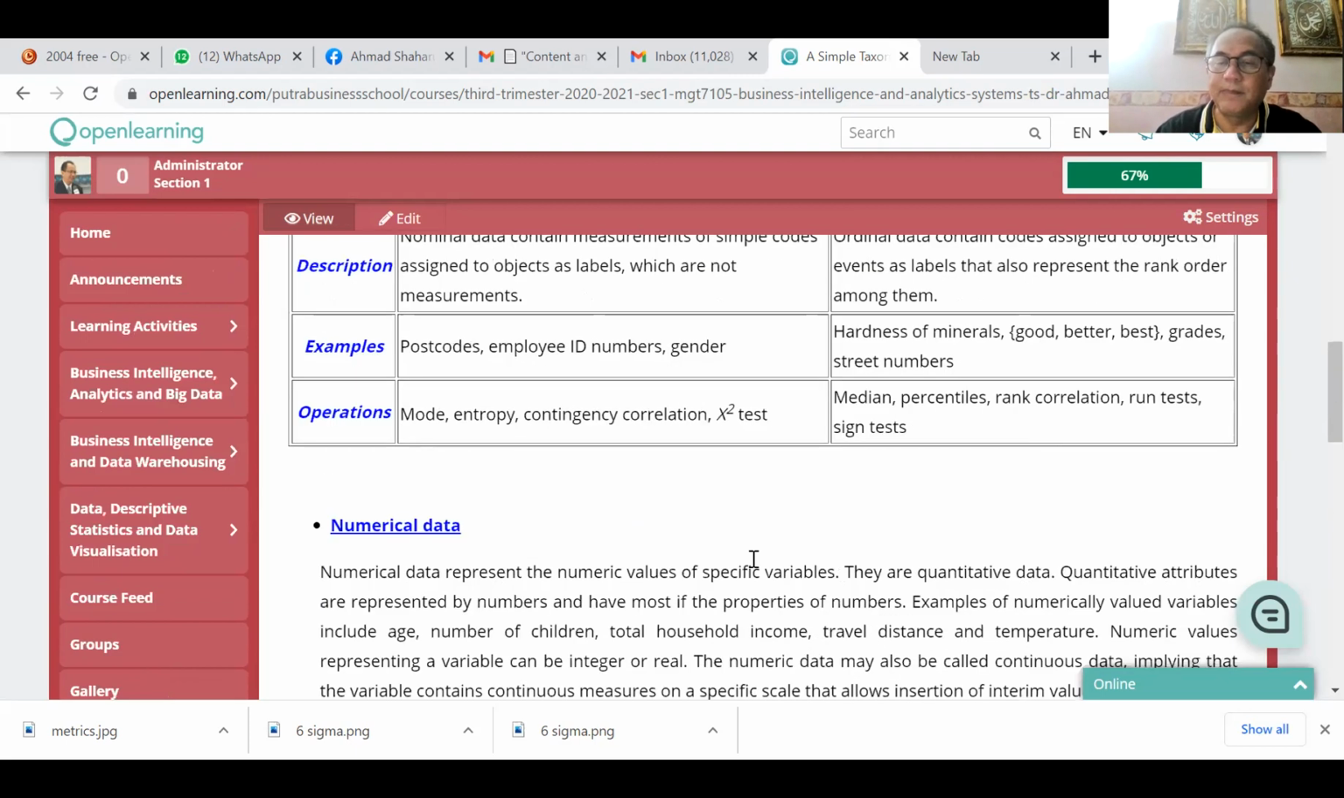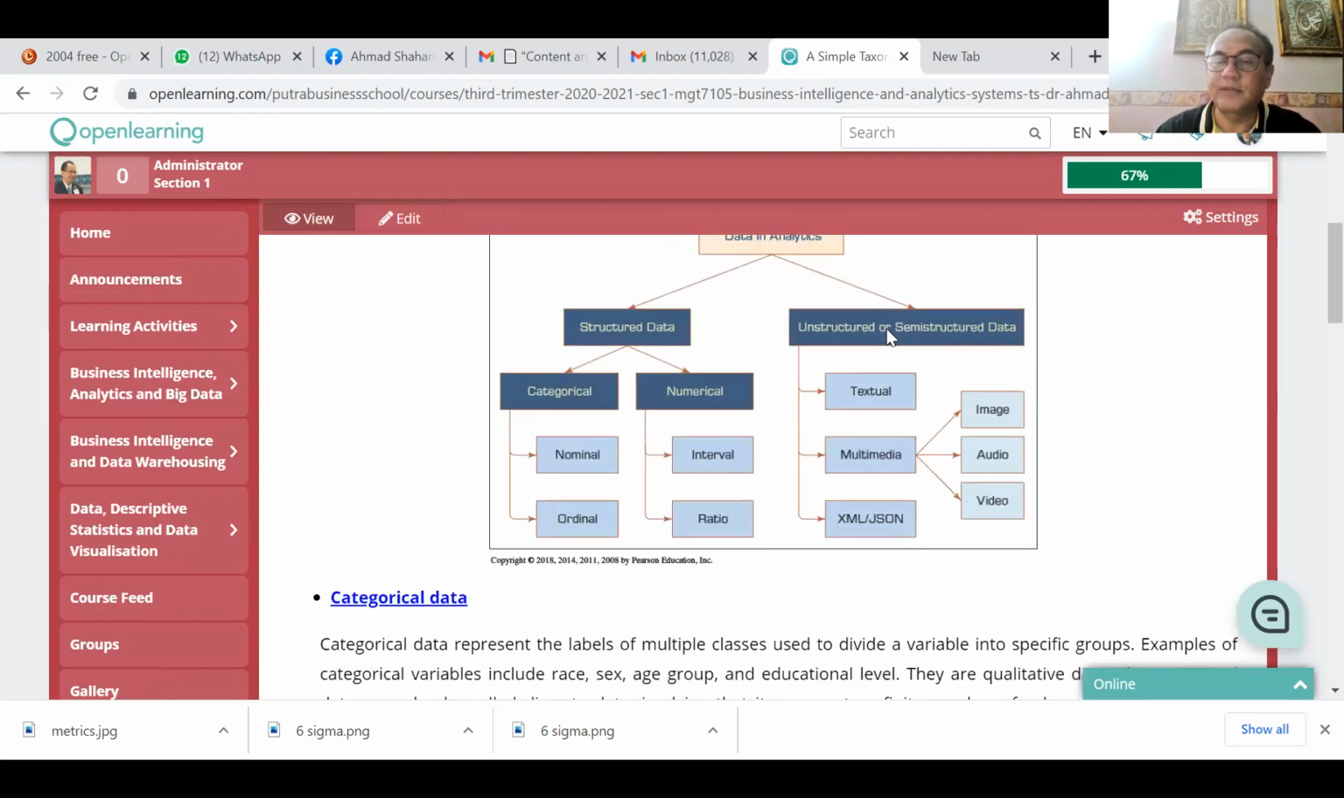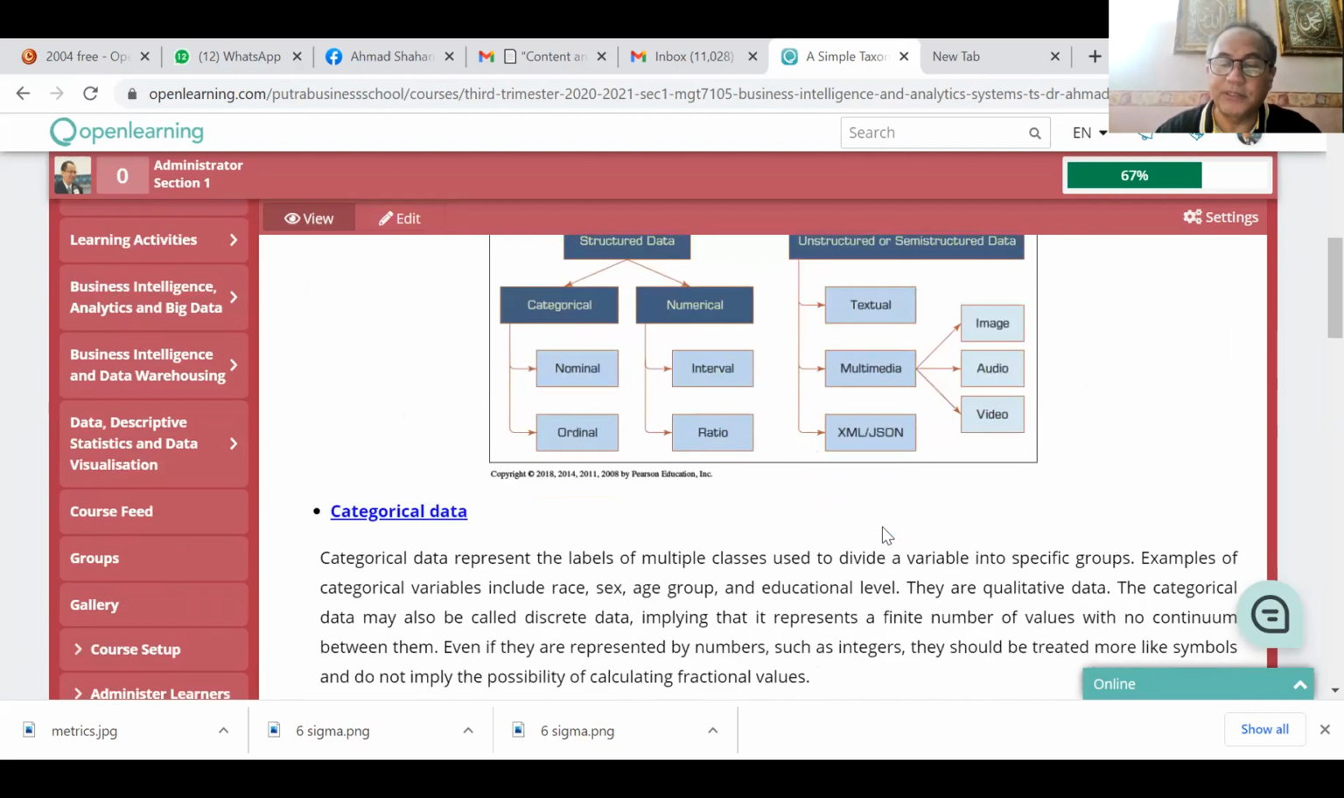And there are other types of data which are mostly unstructured or semi-structured data. We have textual, multimedia data coming from image, audio, video, and we have XML. XML is extensible markup language. It is data that you can transmit from computer to computer, or JSON. JSON is JavaScript object notation.